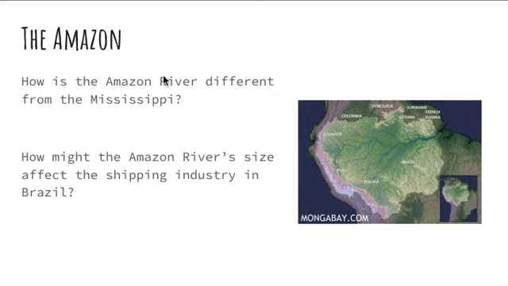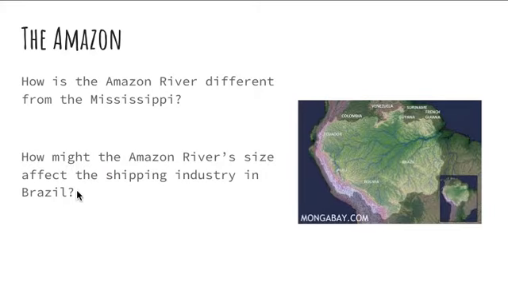So let's reframe those questions. How is the Amazon River different from the Mississippi? It's the second longest river in the world, but it is the largest in terms of the amount of water that it carries. It also flows in a west to east direction from the Andes Mountains. So from the Andes Mountains here, traveling towards the Atlantic Ocean, going in this direction, where the Mississippi River runs in this north to south direction.